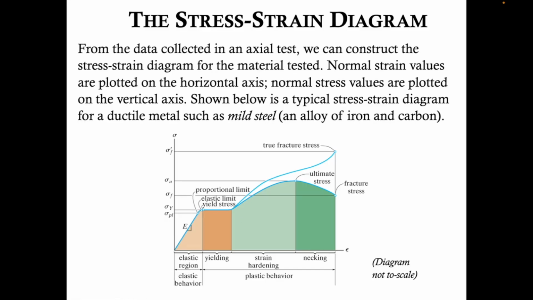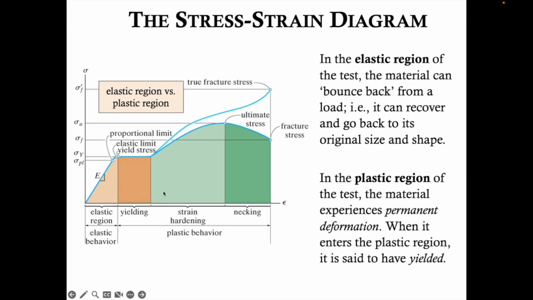Normal strain values are plotted on the horizontal axis, epsilon here, normal strain, and normal stress values are plotted on the vertical axis. So here we have sigma. Shown below is a typical stress-strain diagram for a ductile metal such as mild steel, which is an alloy of iron and carbon. So there's lots of information on this diagram. So first we have this region of elastic behavior, then this region of plastic behavior.